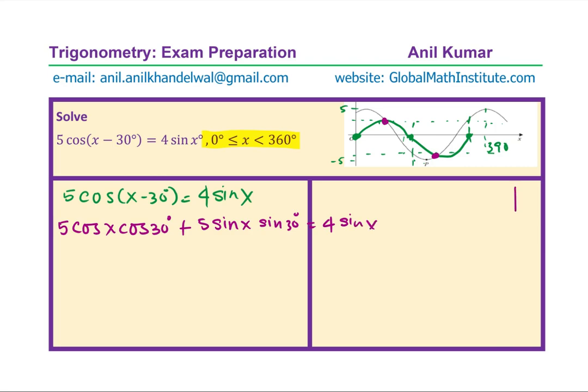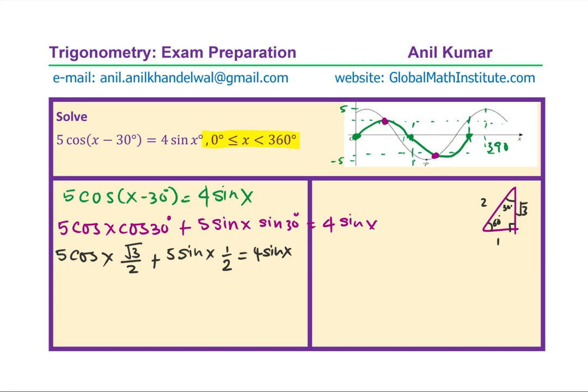Well, as far as 30 degrees is concerned, let us look into the right angle triangle 30, 60, 90, and write down the values. So we have 5 cos x, cos 30 is square root 3 over 2, plus 5 sin x, sin 30 is half. And that should be equal to 4 sin x.